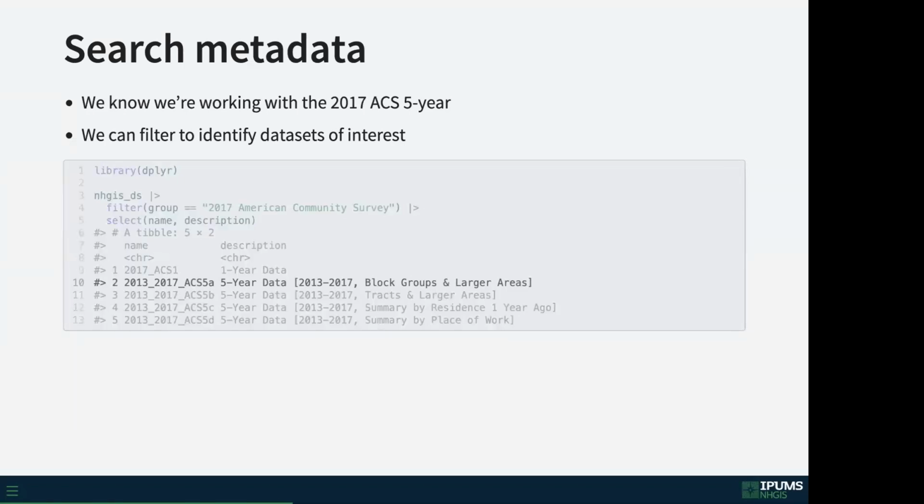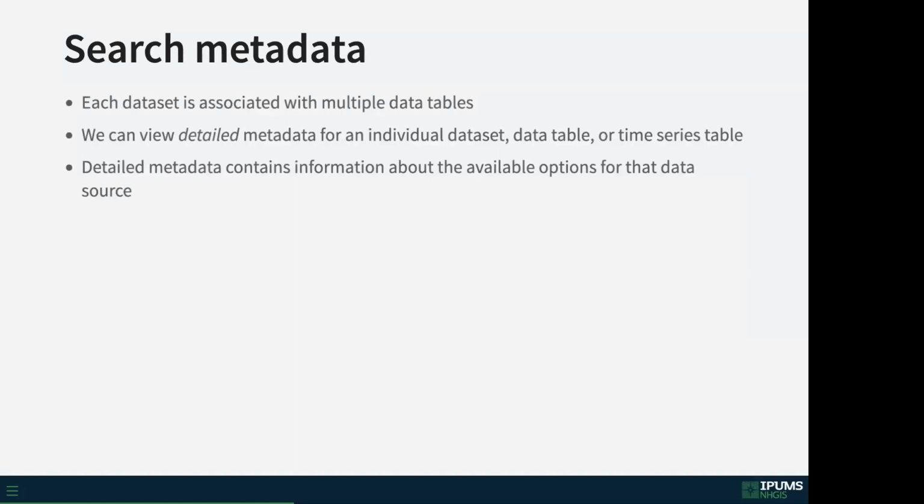Most data tables are in the ACS 5A data set. So generally, if you aren't sure where to begin, that's the best place to start looking. And in fact, for our example, that's where we're going to want to look. So we'll home in on this data set, the 2013-2017 ACS 5A.